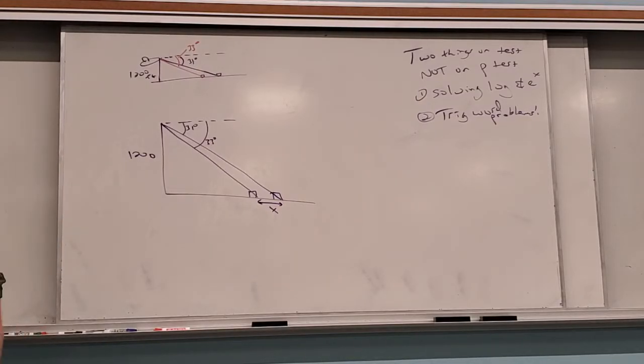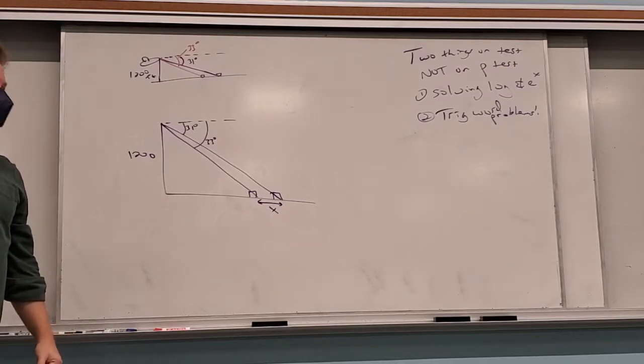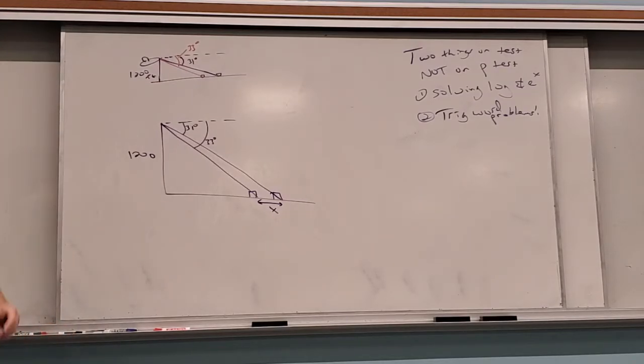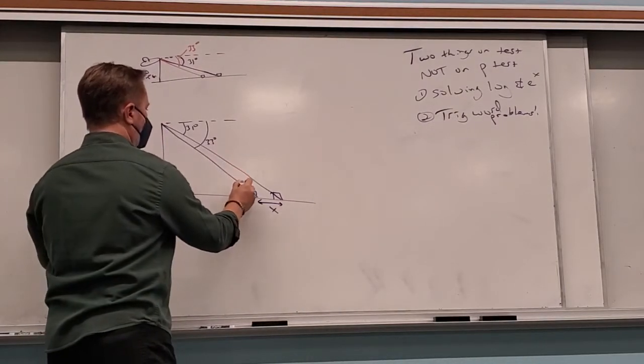So what do I do? Can I see any right triangles? I see a few. How many right triangles do you see that would be applicable to my problem? 2 of them. Can somebody help me out? What is this angle right here?